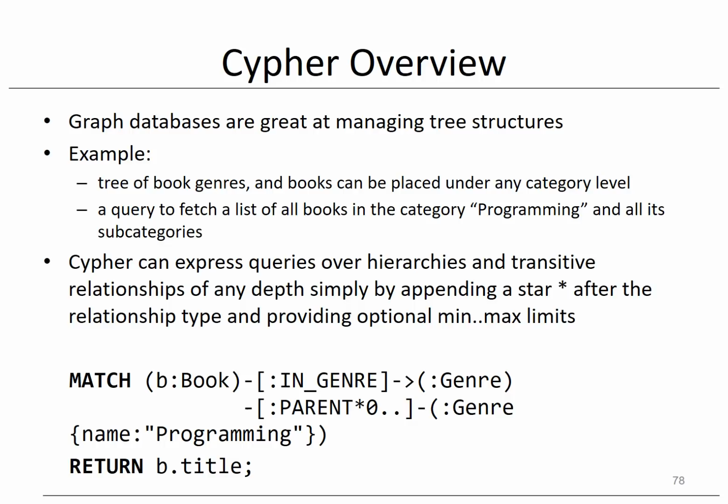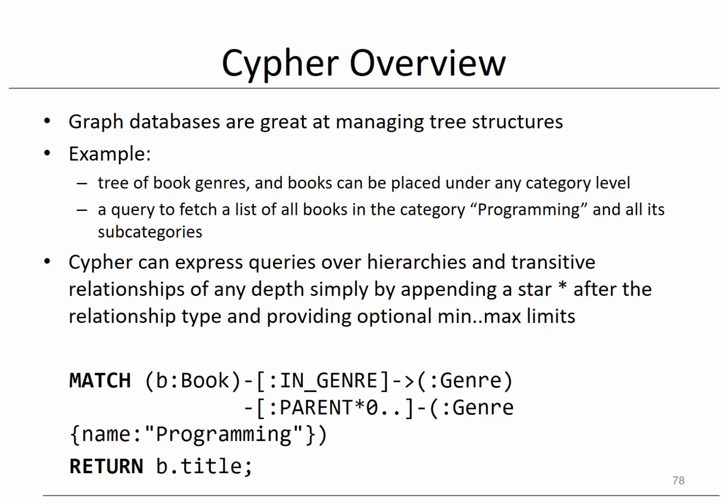Where graph databases really start to shine is in managing tree-based structures. Imagine we have a tree of book genres, and books can be placed under any category level. Performing a query to fetch a list of all books in a category programming and all its subcategories can become problematic in SQL, even with extensions that support recursive queries.